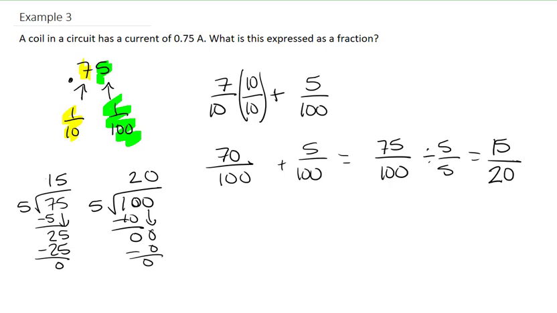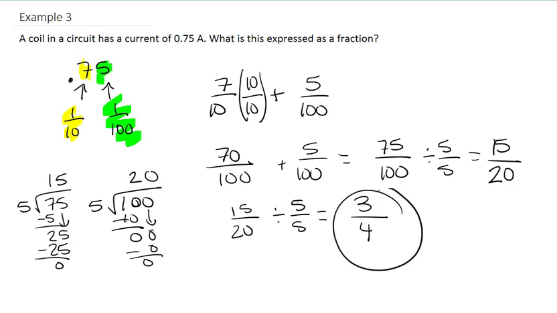Now this can be further reduced by 5. So 15 divided by 5 on the top and the bottom to take out a factor of it. 15 divided by 5 is 3. 20 divided by 5 is 4. So our decimal expressed as a fraction is 3/4.